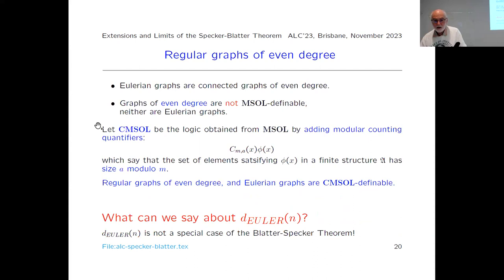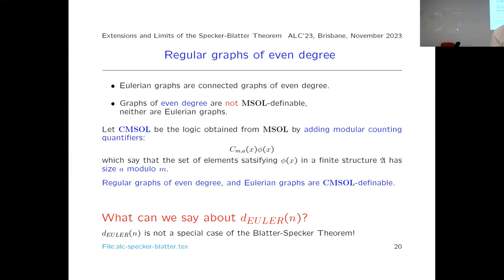Now, what happens if you do regular graphs of even degree? This looks similar. However, even degree is not monadic second order definable, and it can be shown that it's not monadic second order definable. So in Specker's original work, they note that they cannot do Hamiltonian and, sorry, Eulerian graphs.